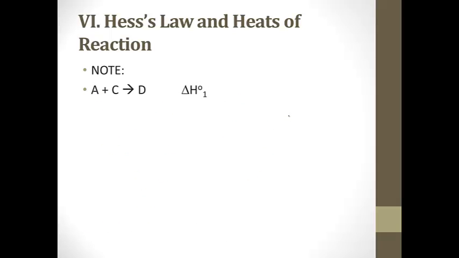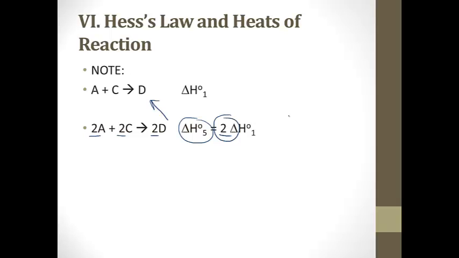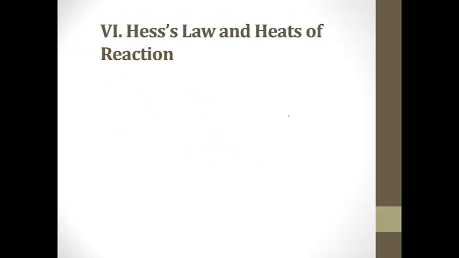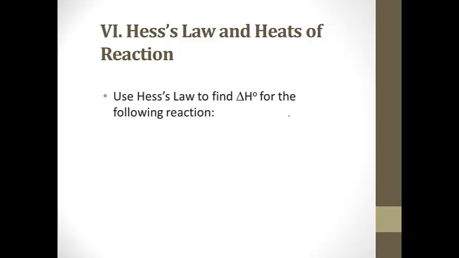Okay, a couple other things first before we do that. Notice if I double everything, the heat of reaction also doubles too. This is twice the amount of that, so H5, the heat of reaction for this, will be twice the amount of that reaction up there. If I flip it backwards, instead of A plus C gives me D, D gives me A plus C, when you flip it backwards, the sign changes. The value will be exactly the same. Now, use Hess's law to find delta H for the following reaction.